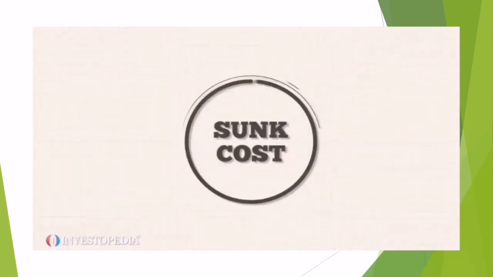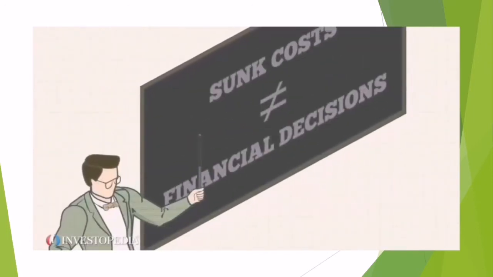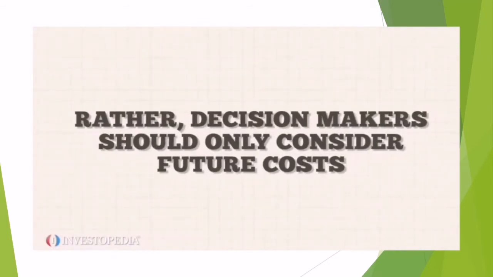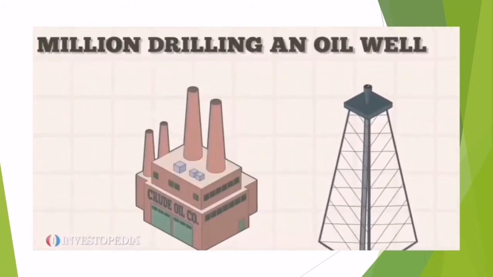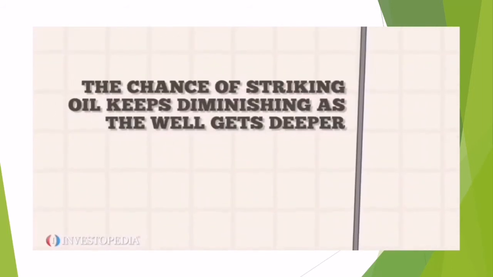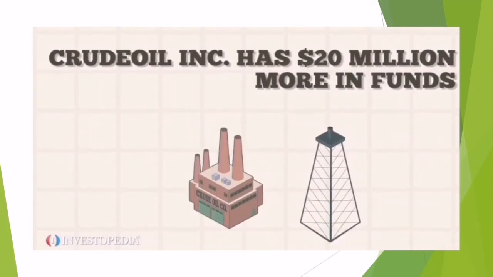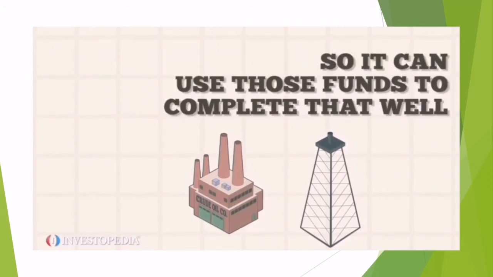A sunk cost was incurred in the past, is independent of future events, and cannot be recouped. Economists teach that sunk costs should not be considered when making a financial decision. Rather, decision makers should only consider future costs. For instance, Crude Oil Inc. has spent $30 million drilling an oil well that has not yet hit oil. The chance of striking oil keeps diminishing as the well gets deeper. Crude Oil has $20 million more in funds. It still might strike oil in the current well, so it can use those funds to complete that well.